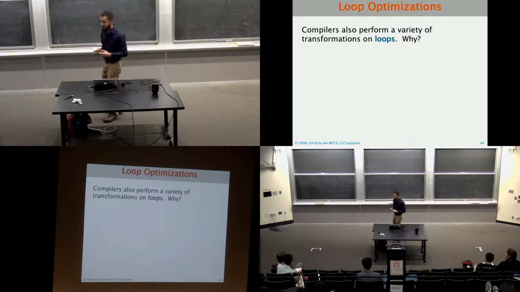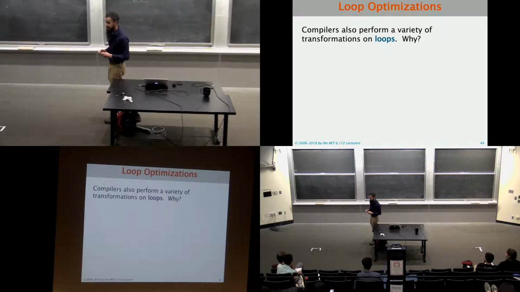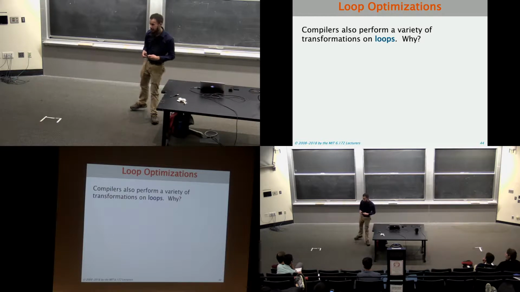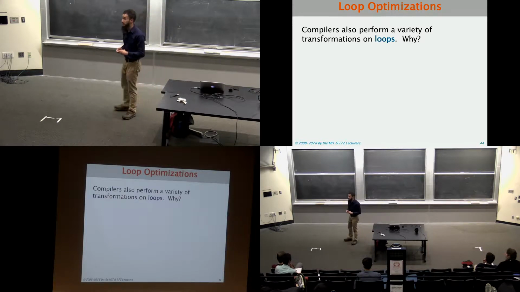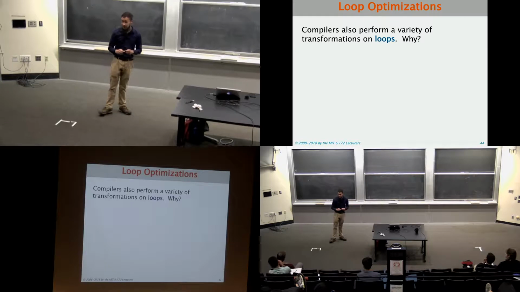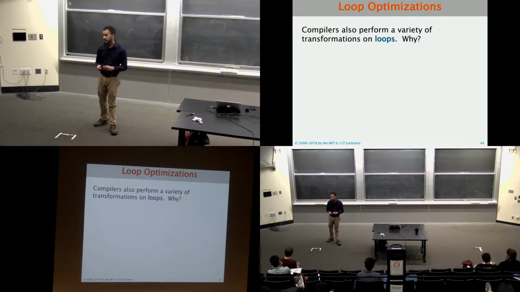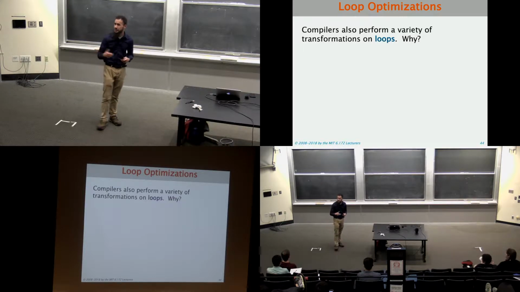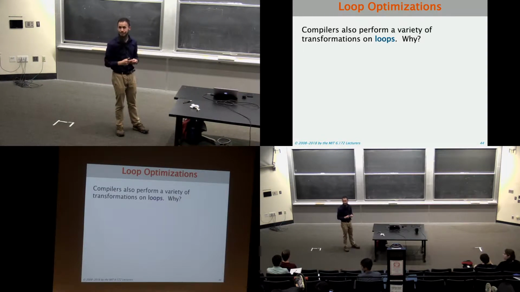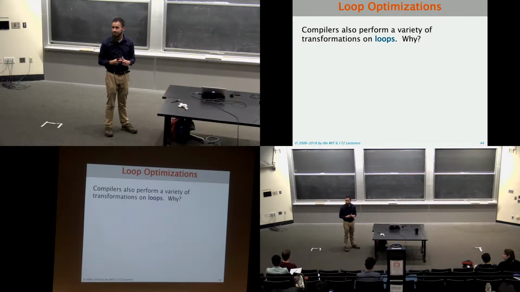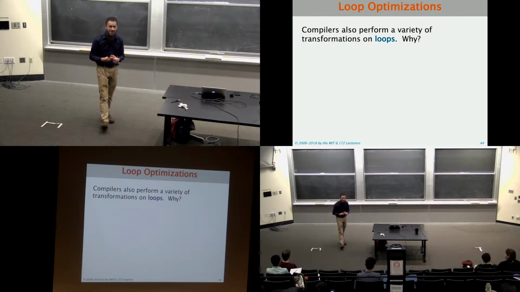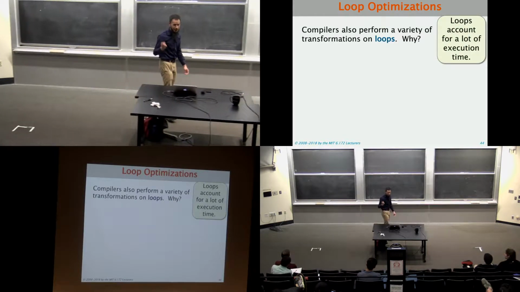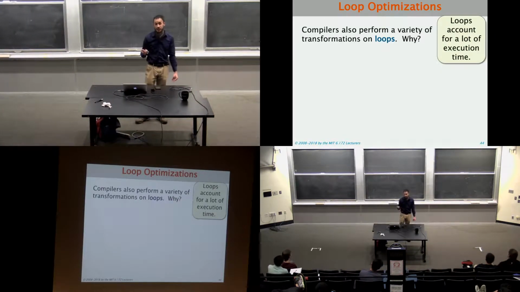They're an extremely common control structure that also has a branch. Both things are true. I think there's a higher level reason, though, or a more fundamental reason, if you will. Yeah? Most of the time, the loop takes up the most time. You got it. Loops account for a lot of the execution time of programs.